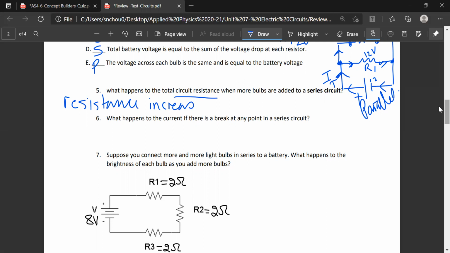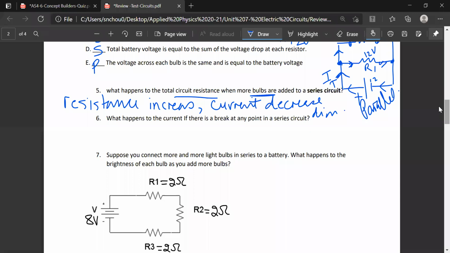Let's also add that. So here they're talking about adding more bulbs, right? A bulb also has resistance, so the same applies. If you have two bulbs and now you add a third one in series, the resistance increases, the current decreases, and they will become less bright. And it results in the dimming, all right? They become dimmer than they were.